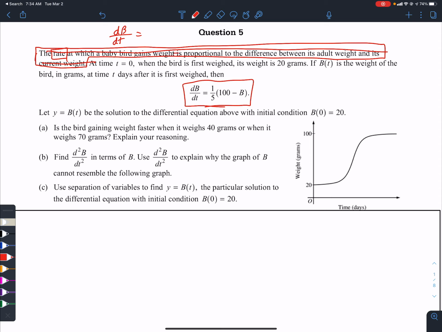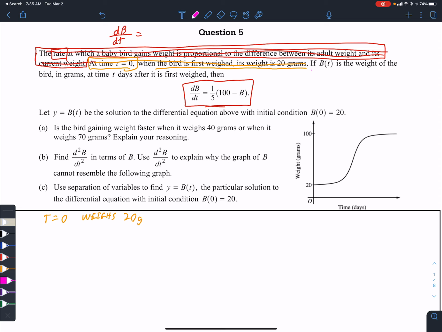So we are going to pull out all the important information here so I don't keep reading this statement over and over and over. It's important to annotate it at the very beginning. And that way you don't have to keep on trying to reread it. Next statement. At t equals 0, so I'm going to put that down in my information. When t equals 0, when the bird is first weighed, its weight is 20 grams. So I've taken care of that statement.